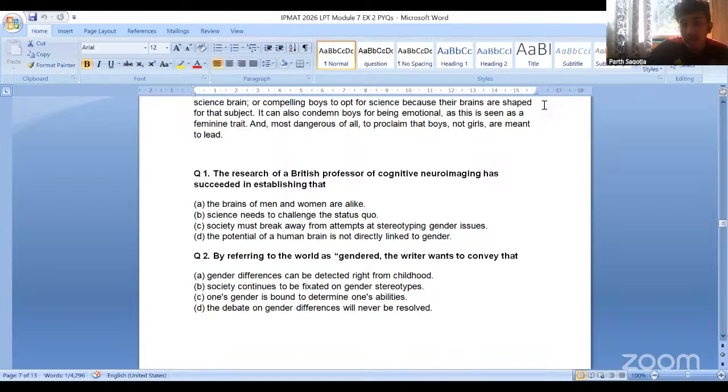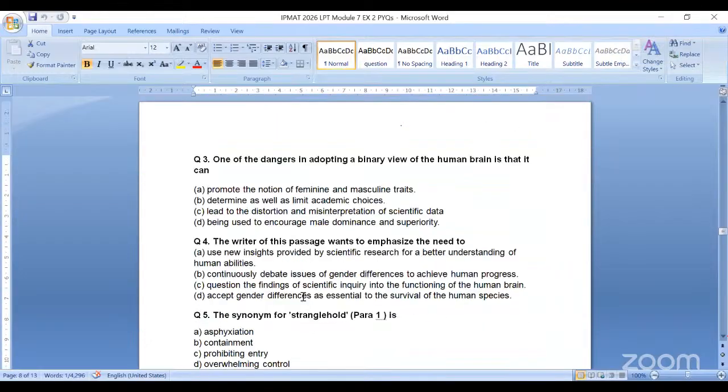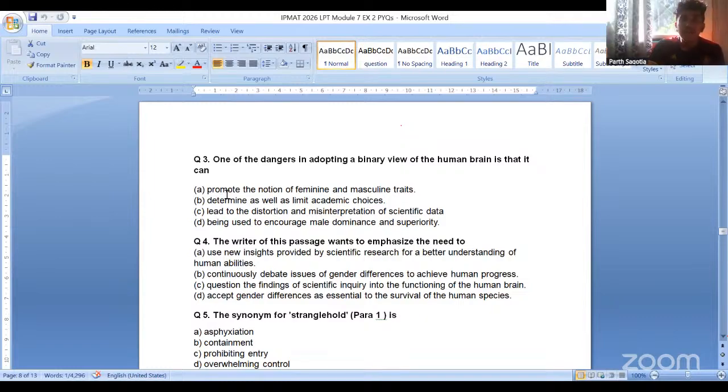Ma'am, Anushree, wait, let me get on to somebody else. Yes, Anushree, what's your answer to question number 3? Question number 1 or 3? 3. 1 and 2 we already discussed. A. Yes, because it's not talking about limiting academic choices or misinterpretation. Ma'am, I have a doubt in this question. Okay, yes, Parth, what doubt do you have? Ma'am, at the end of the paragraph, they have mentioned that, and most dangerous of all, to proclaim that boys, not girls, are meant to lead.